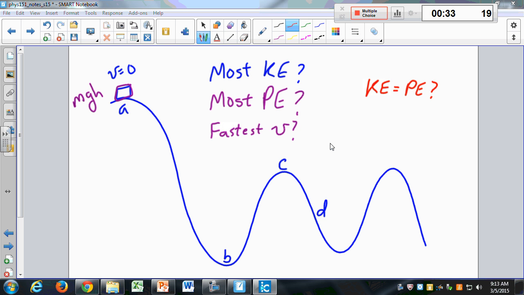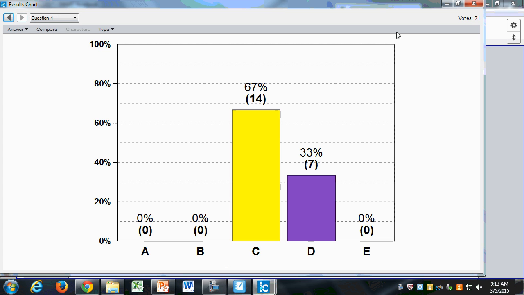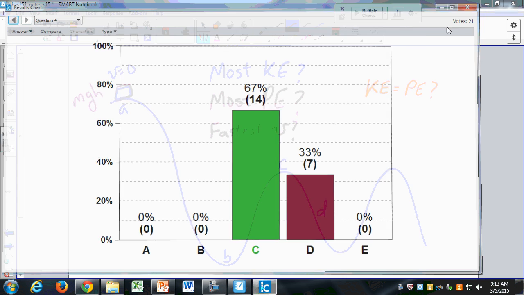Most of you have the right answer. You're doing a good job. A lot of you are stuck on this. Ask your neighbor what you think the right answer is. Turn to your neighbor. I think the answer is blah, blah, blah. All right. I'm going to stop at 1 minute. Still about half of you have the wrong answer, or a third of you, rather. Okay, C is the right answer.